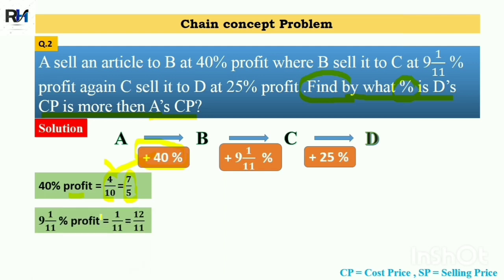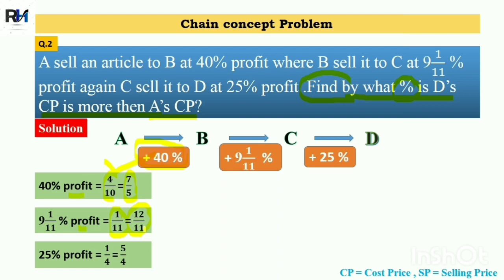Now we move onwards to the second profit percentage, that is 9 1/11 percent. Here after calculating, 11 times 9 is 99, plus 1, we get 100 by 11 percent, which as a fraction is 1 by 11. Profit is given, therefore I will add 11 to 1. Now we get the fraction 12 by 11.